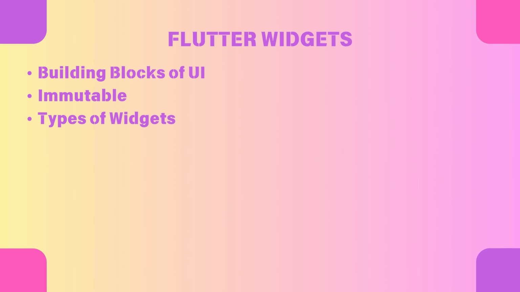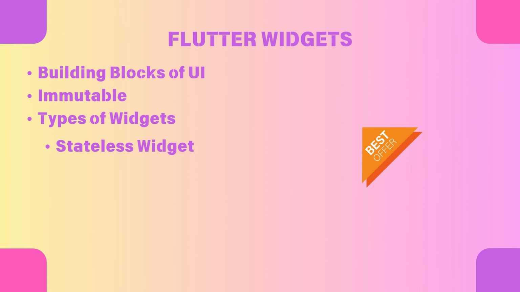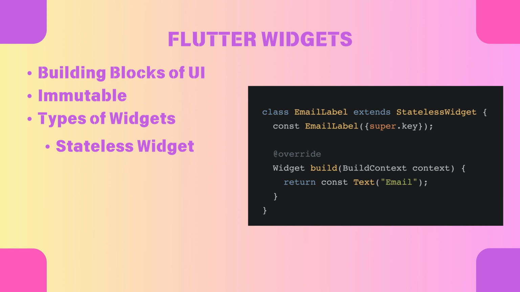Let's discuss types of widgets in Flutter. There are two types of widgets in Flutter. One is stateless widget and the second is stateful widget. Let's first discuss stateless widget. These widgets don't have any internal state and they don't change over time. Examples include text labels and icons. Here is the syntax of a stateless widget. You need to extend your widget from the StatelessWidget class, and in the build method you need to define your layout.